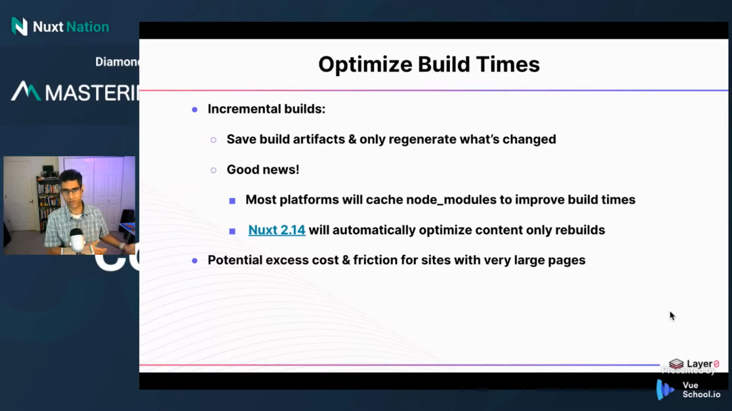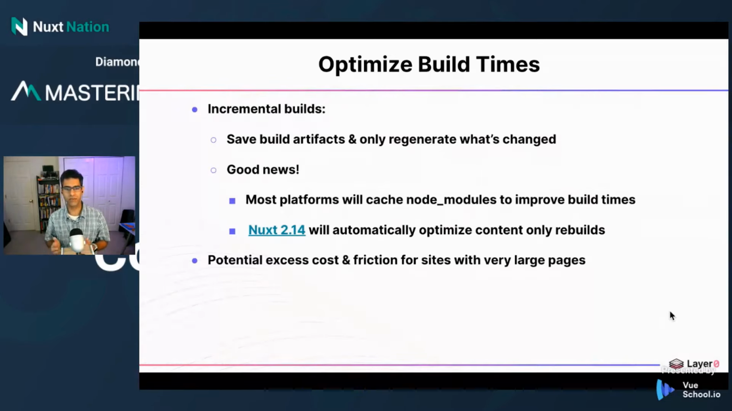So you can save your build artifacts, for example, and only regenerate what's changed. And the good news here is most platforms will cache, say, your node modules to improve build times between subsequent rebuilds. And as of Nuxt 2.14, it'll actually automatically optimize content-only rebuilds. So if the code hasn't changed and only the content has changed, those builds are going to be faster. But at very, very large scale, you still run into issues of potential excess cost and friction.